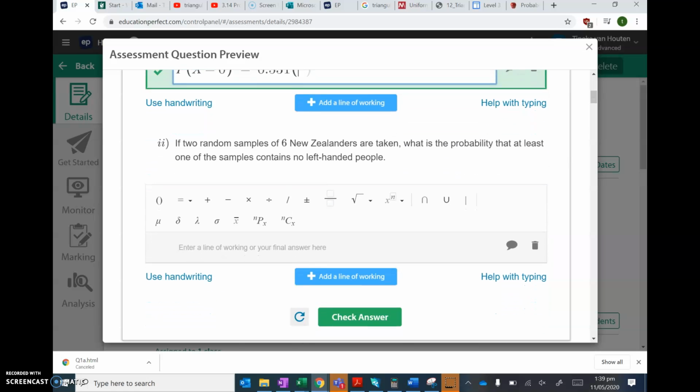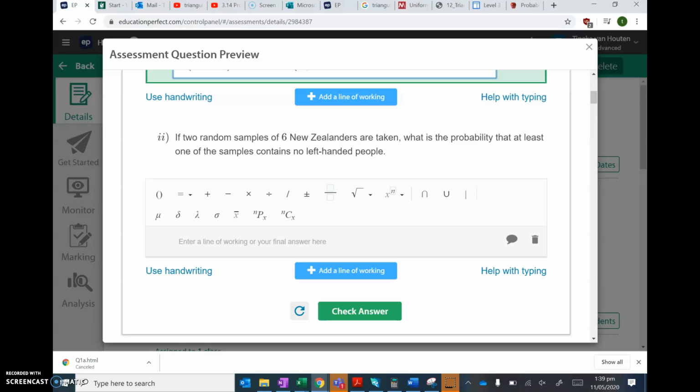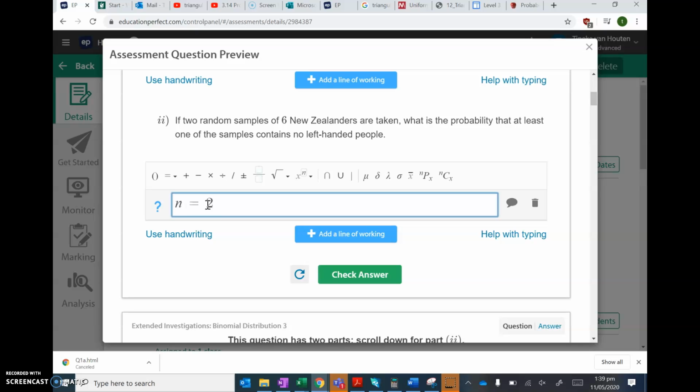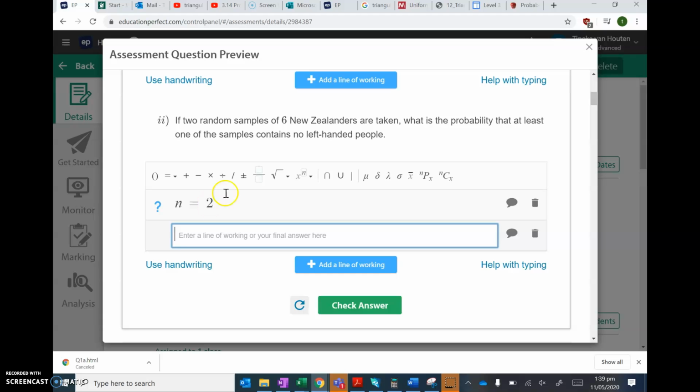The next question: if 2 random samples of 6 New Zealanders are taken, what is the probability that at least one of the samples contains no left-handed people? Now, this is slightly harder. So now we actually have 2 as our number of trials. We're taking 2 samples of 6 New Zealanders. So n is equal to 2. We're looking at 2 trials, and don't worry about that question mark.